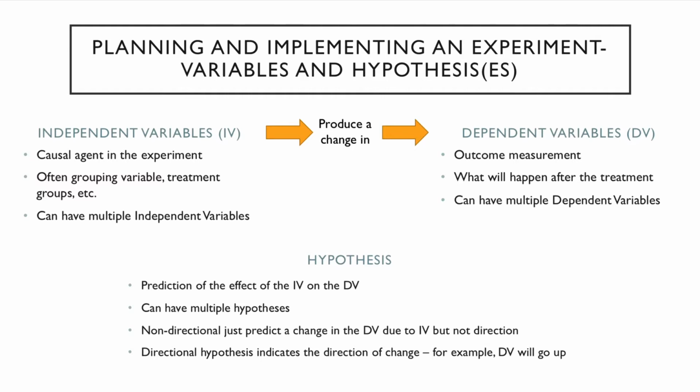The dependent variable is what we're looking for the effect to be. So we're looking at the effect of the independent variable on a dependent variable. The dependent variable you can think of as the outcome measurement. It's what happens to the people after the treatment or after the condition is applied. And again, you can have multiple dependent variables.